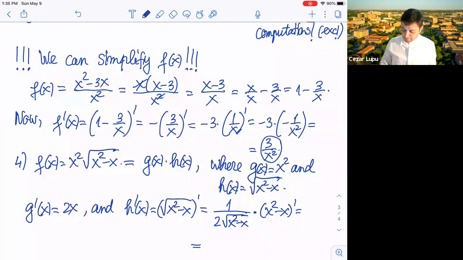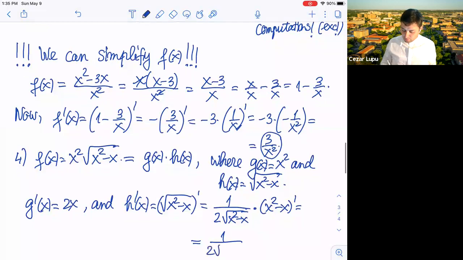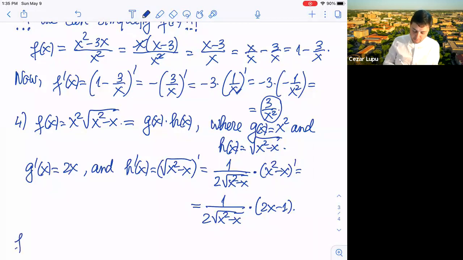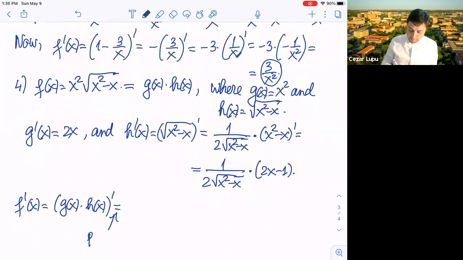And now, let's see. So this would be 1 over 2 square root of x squared minus x. Okay, let me write it. Give me one sec. All right, so this is 1 over 2 square root of x squared minus x times this guy here, which is 2x minus 1. Okay. Right? And now we're going to use the product rule. So f prime of x is g of x times h of x, everything prime. So by applying the product rule, right?